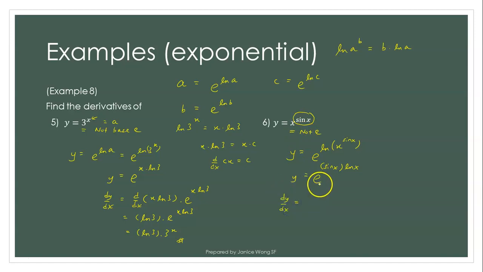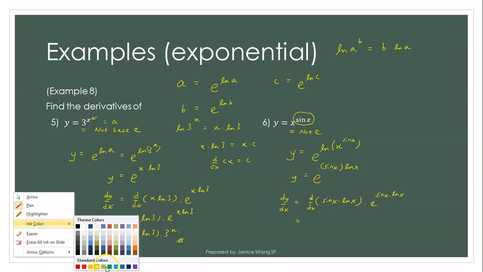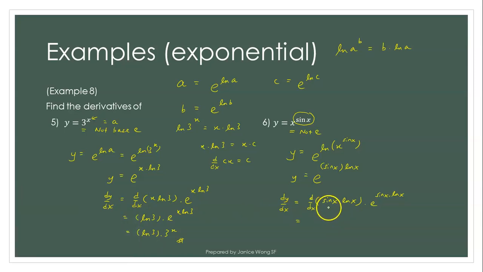Continue with the differentiation. Differentiate the e term, we need to differentiate the power. Here the power is sine x times ln x, and times the same e term, which is e to the power of sine x ln x. How do you differentiate sine x ln x? To differentiate sine x ln x, we need to apply the product rule. This is u, this is v.